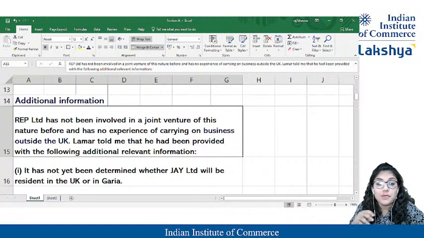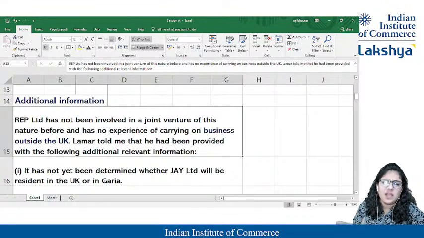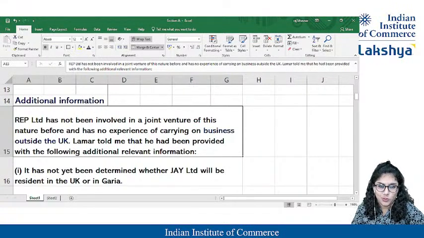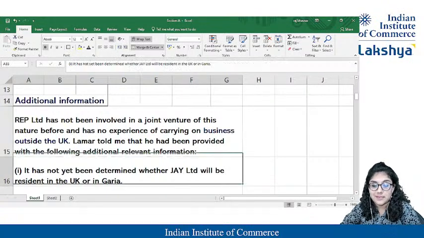Okay. Lemmer told me that he had been provided with additional relevant information. So some information Lemmer also got, and REP will also get the info. So he wants to just confirm, whatever info he got, is it correct or not? He just wants our advice. We need to be analyzing the things.